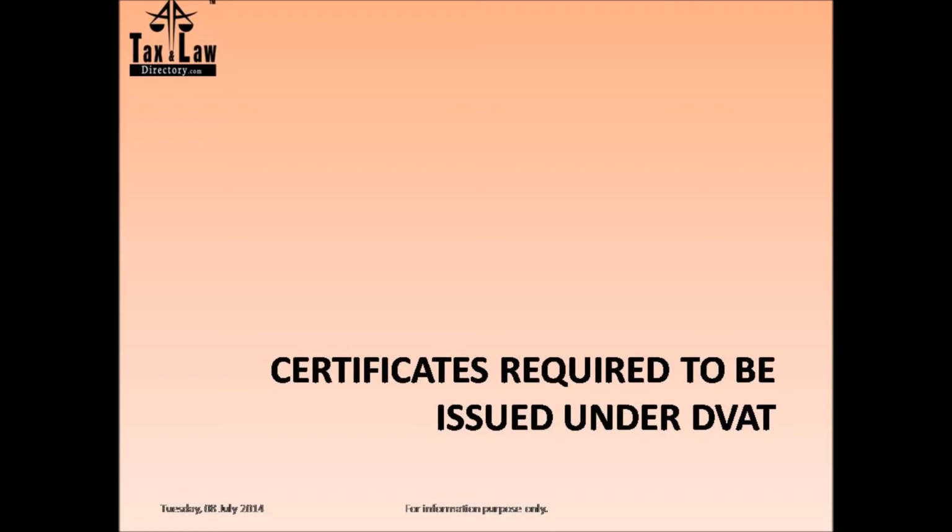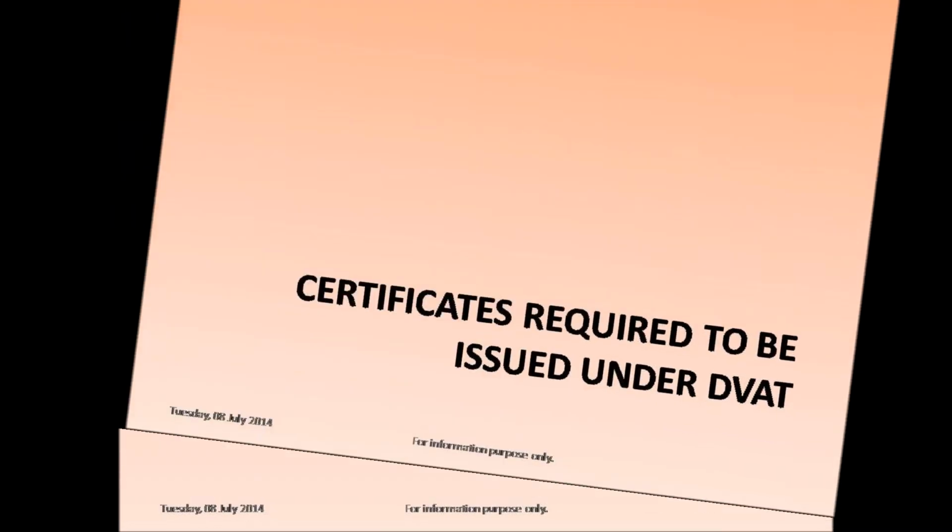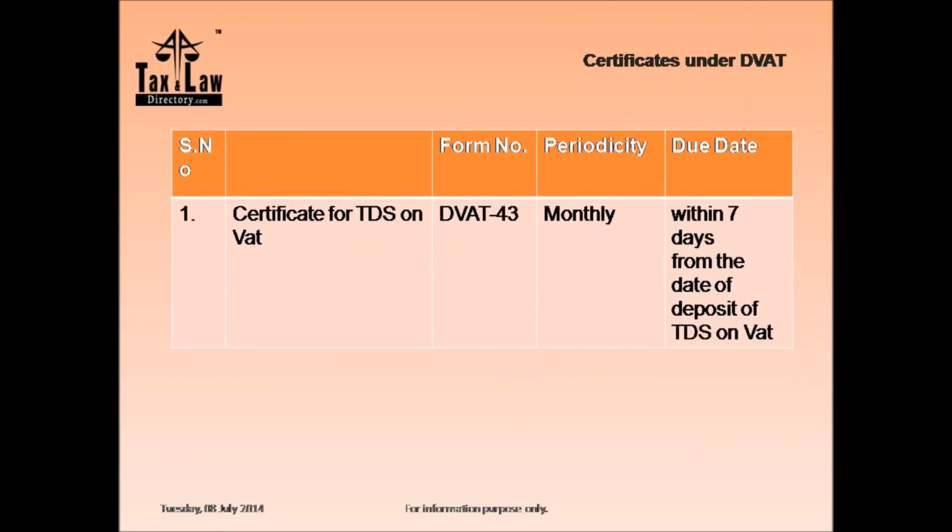Now let's discuss the certificates which are required to be issued under DVAT. Certificate for TDS on VAT is required to be submitted in Form number DVAT 43 on monthly basis within 7 days from the date of deposit of TDS on VAT.